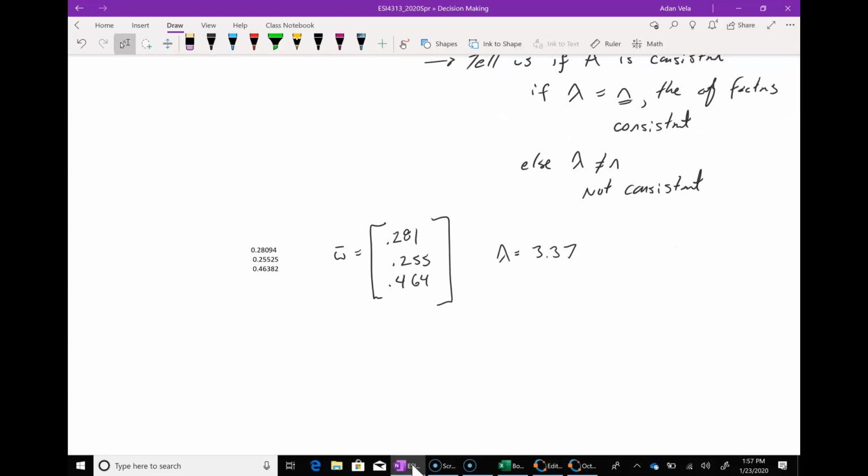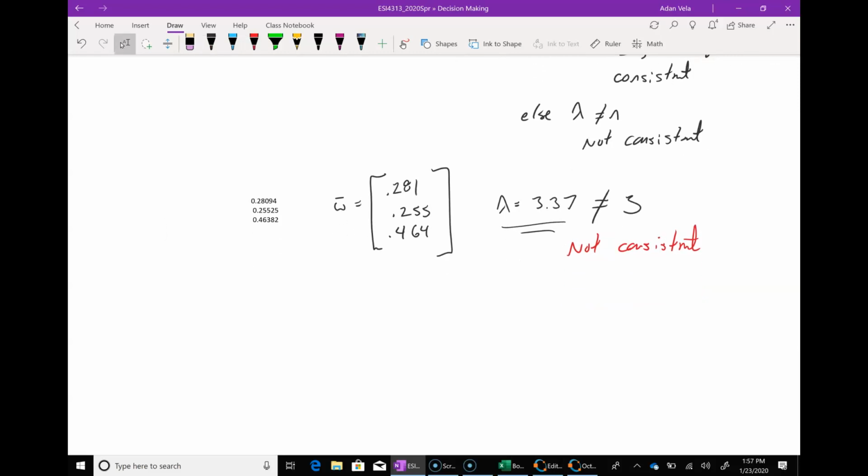So this is the solution to our eigenvalue problem. Now, we've already established that lambda is not equal to 3, so we know it's not consistent. We already established this when we did it the other way. So why is this method particularly important? Well, one thing we can do is talk about how consistent somebody is. Are they wildly inconsistent or just a little bit inconsistent? We do that by using something called the consistency ratio.